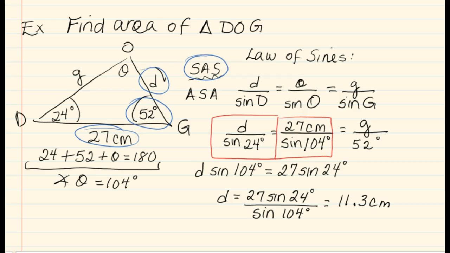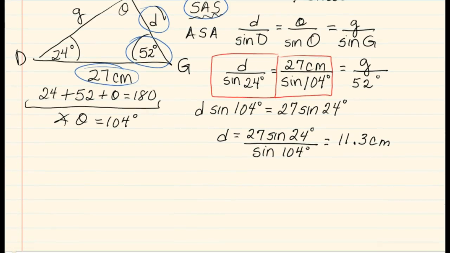So let's continue finding the area. If we want to find the area of our triangle, we need 1/2, one of the sides, 27, times the other side, 11.3, times sine of the angle between them, which is 52 degrees.